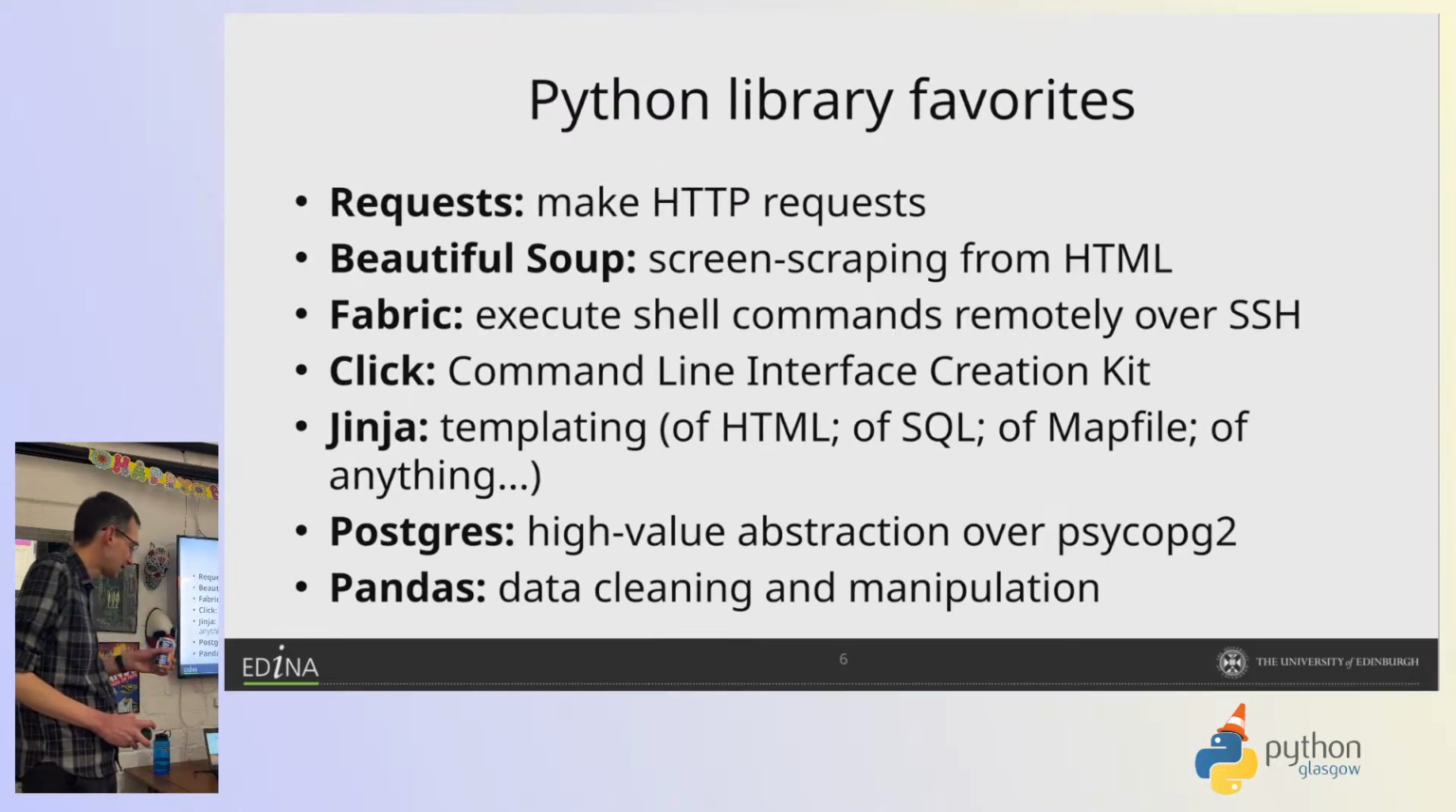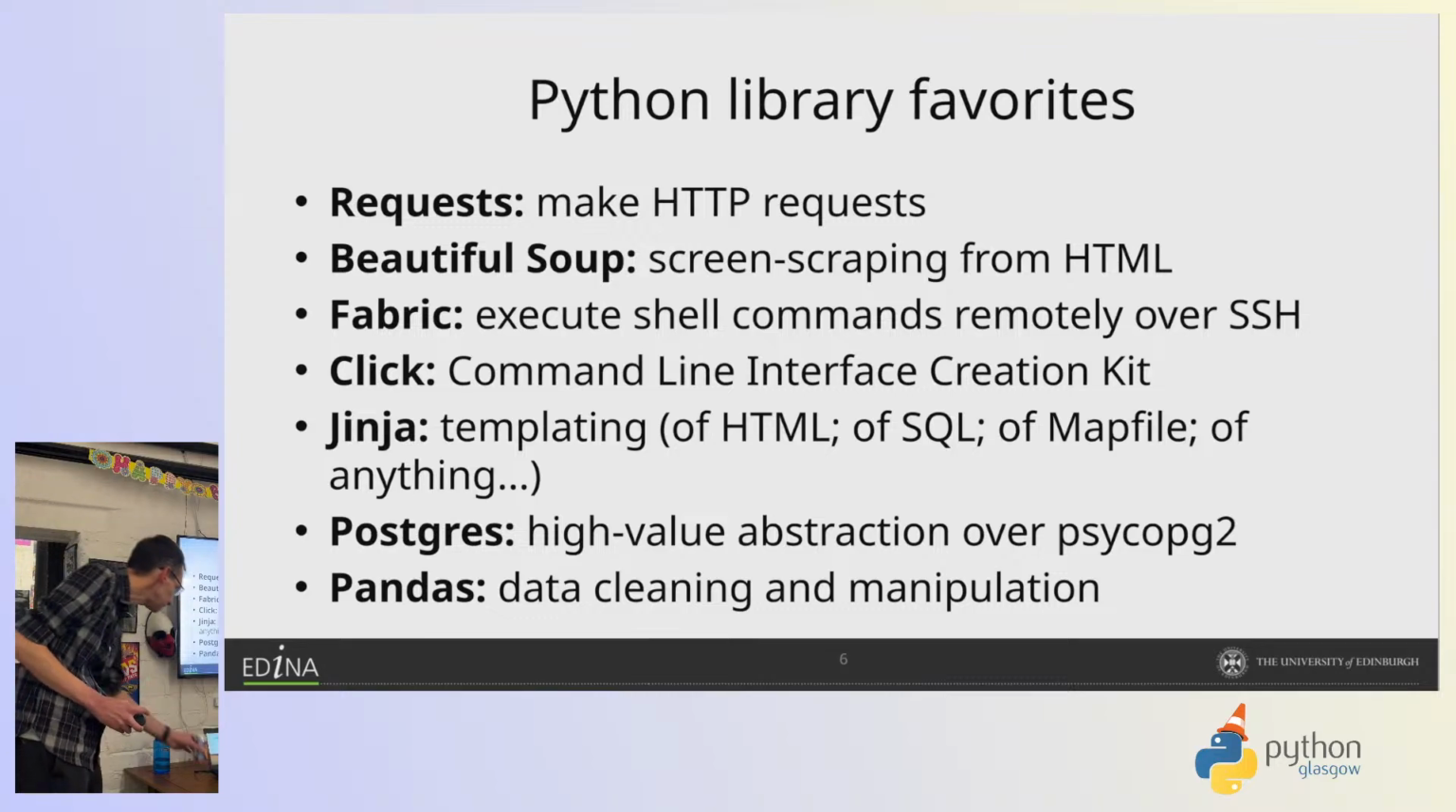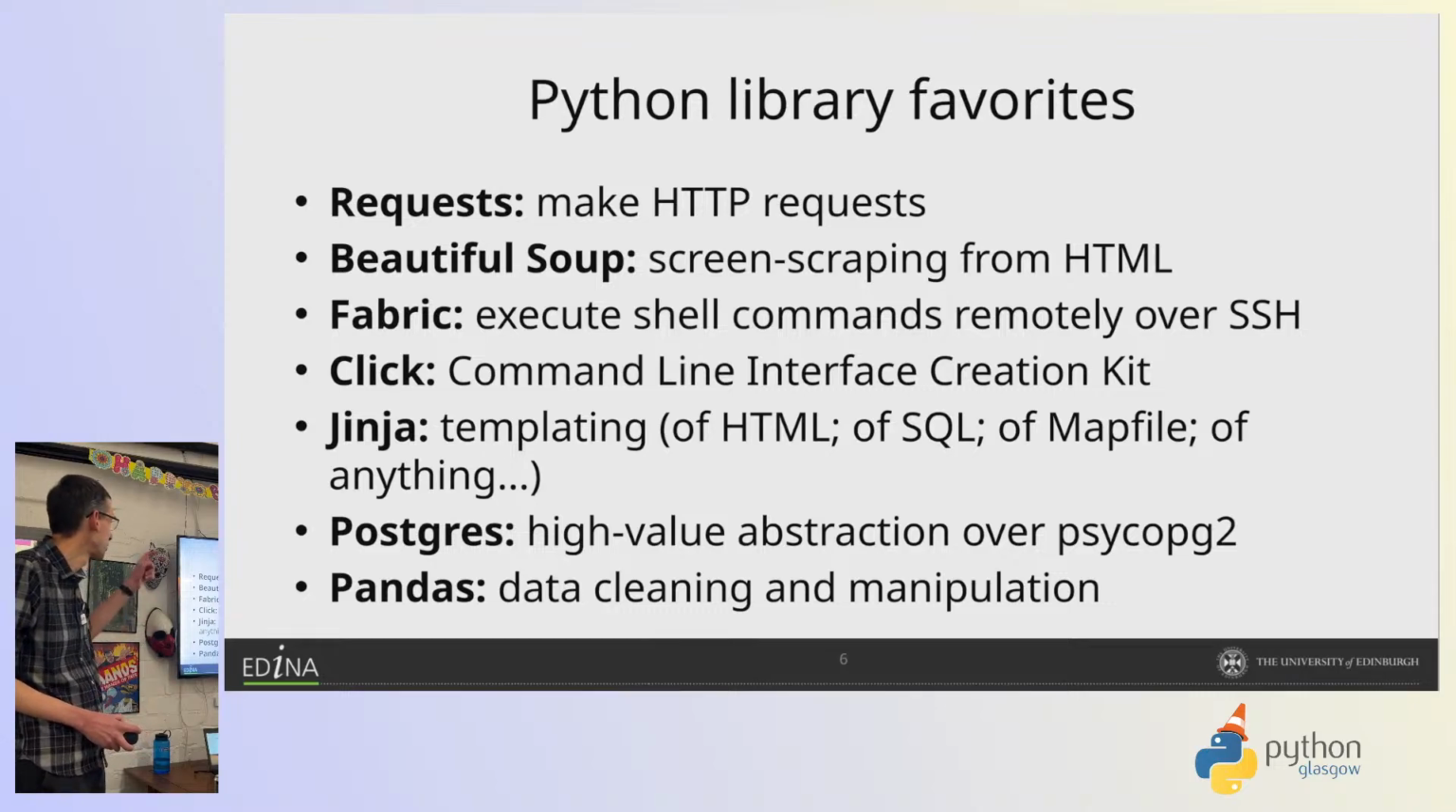And these are some of the Python libraries I use. These are the non-spatial ones. I'm sure plenty of people have used these as well. So we've got requests, which allows Python to interact with the web. Beautiful Soup allows us to trawl through HTML and find stuff on the web. Fabric allows me to execute stuff across different VMs. Click allows me to build command line interfaces to Python programs.